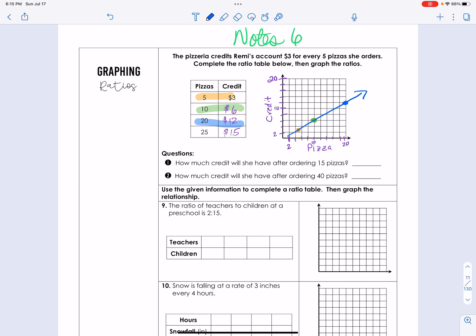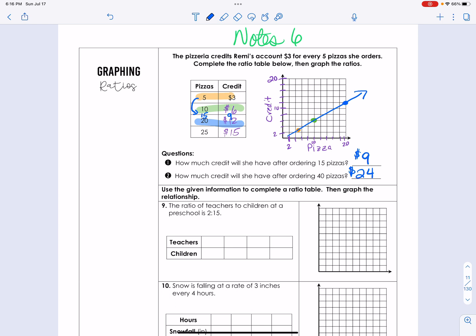Okay, so how much will she have after ordering 15 pizzas? So don't I know 15 is going to be in between here? So 15 I times by 3. So wouldn't that answer be 9? And how much credit will she have after ordering 40 pizzas? Well, aren't I timesing 5 by 8 to get 40? So 3 times 8 is 24. Okay, so you're going to take this and you're going to just make the graph and sketch what's happening.